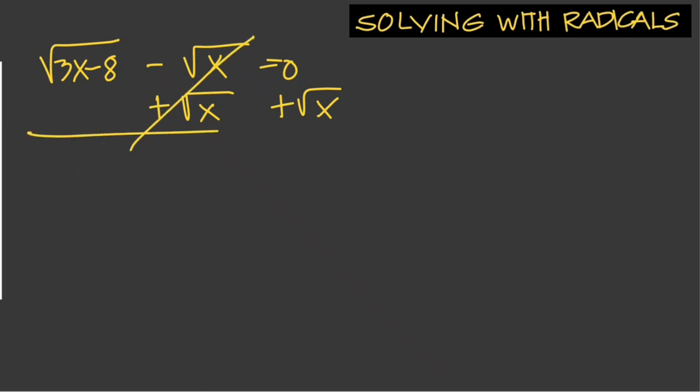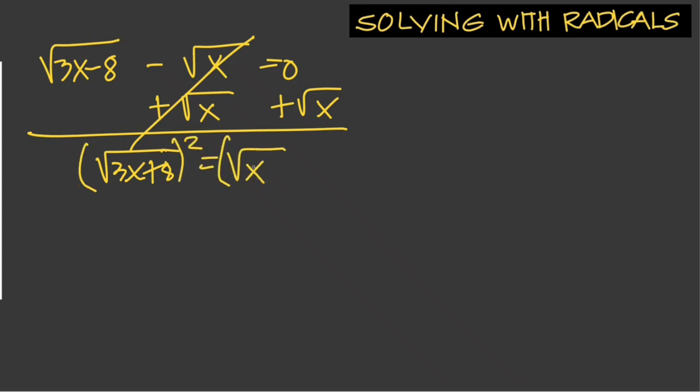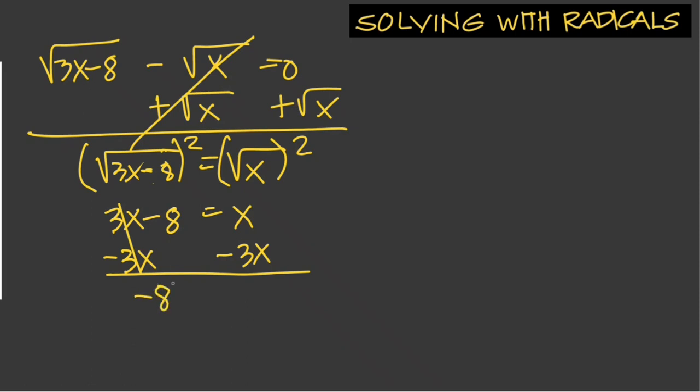So this cancels out. So we are left with square root of 3x minus 8 equals square root of x. Then we can square both sides. So 3x minus 8 equals x. And then we solve for x. Let's say we subtract 3x from both sides. So this is negative 8, negative 2x divided by negative 2. So our x is just equal to 4.